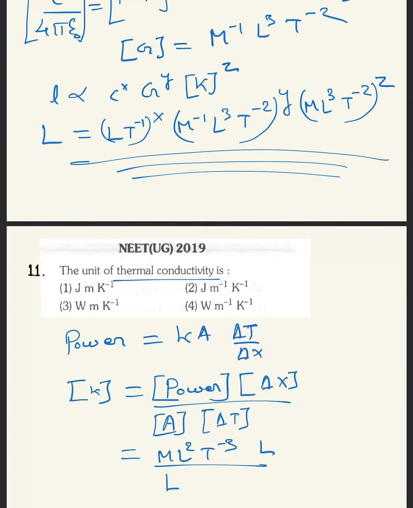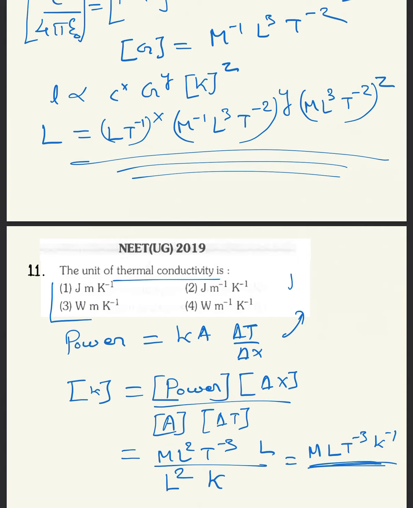I will use this K only, no problem. Now it's just over. So I will simply write M L T minus 3 and K minus 1. Now this is dimension formula. Okay, they have asked for the unit, so you can also write unit, but they asked unit in terms of joule, watt like this. So it was not that difficult, students. I found out the dimension formula.